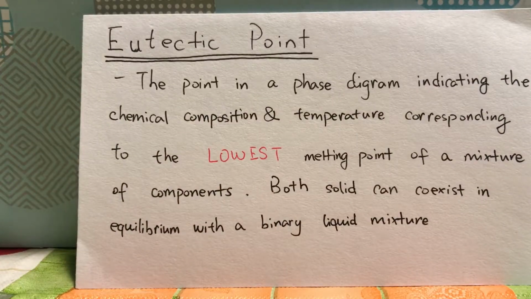Before we get to the actual phase diagram, an important concept to know is the eutectic point. The eutectic point is the point in the phase diagram indicating the chemical composition and temperature corresponding to the lowest melting point of the mixture of compounds.